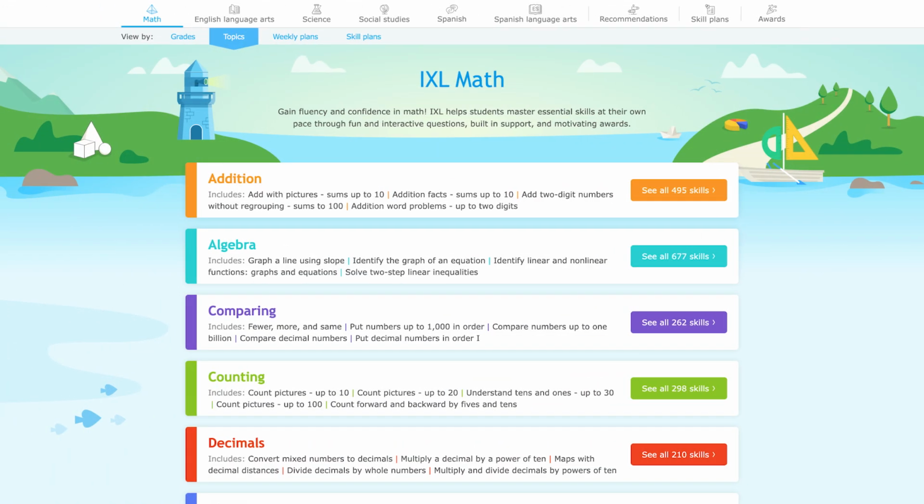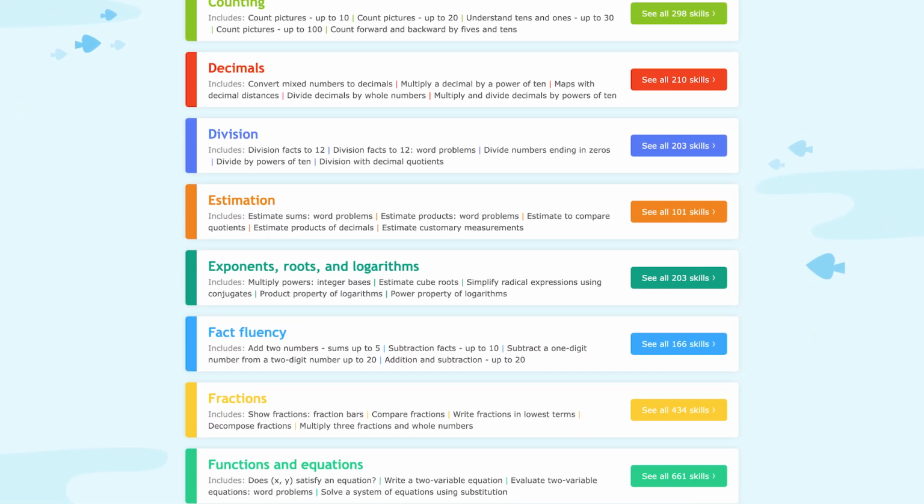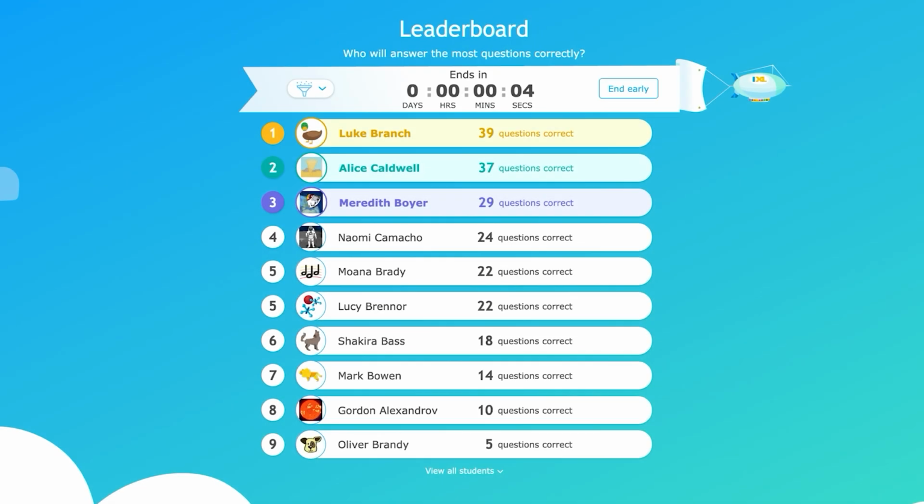And on top of that, it taps right into IXL. And so teachers can use all of the skills that are on the site. We have over 17,000 skills. We have teacher engagement tools like our group jam and our leaderboards, and students can explore the site as well. So they can do all of their learning and growth right on the platform as well.